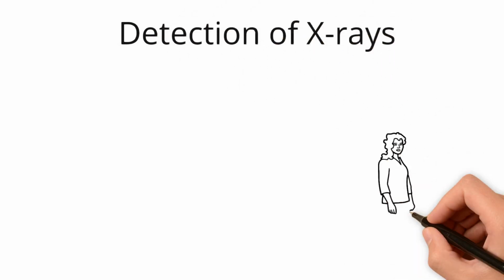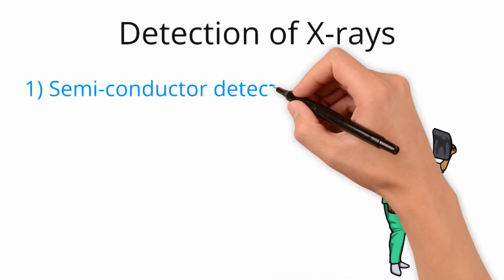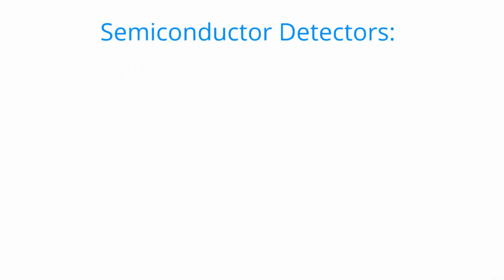Welcome back. In this video, we'll be discussing how the X-rays are detected in order for a final image to be produced. The two most commonly used methods of detection are semiconductor detectors and X-ray films. We'll start with semiconductor detectors, which are a form of digital radiography.